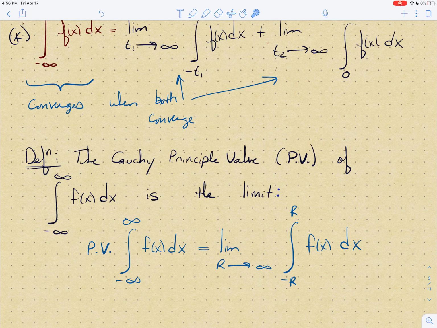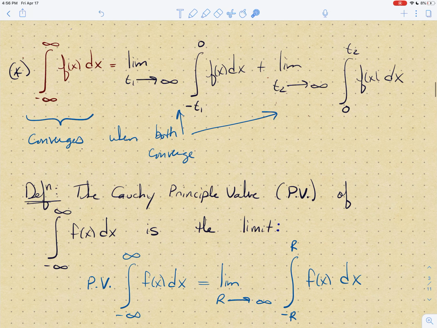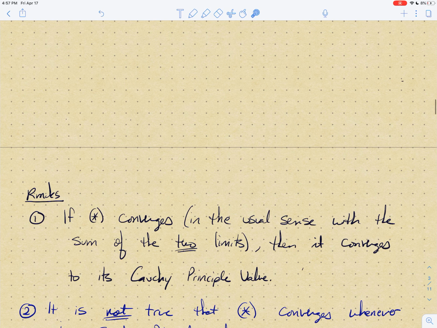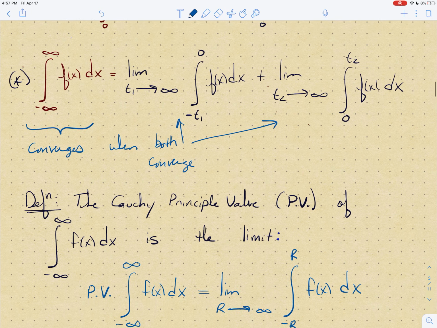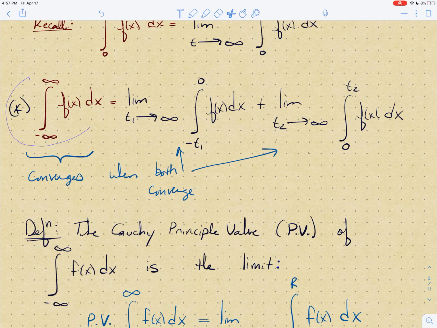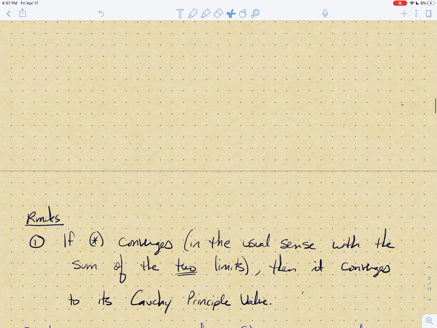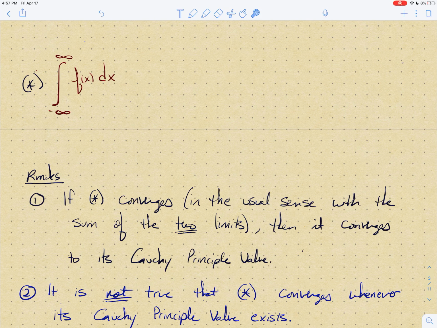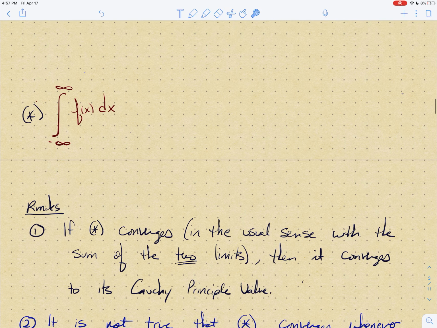And so the question is, how is this related to the original integral? So I'm going to refer to this improper integral as star. So when I write star down, I'm referring to this guy. So let's make a couple of comments. So if star converges in the usual sense as the sum of two limits, both limits associated to this integral exist, then actually star converges to its Cauchy principal value.